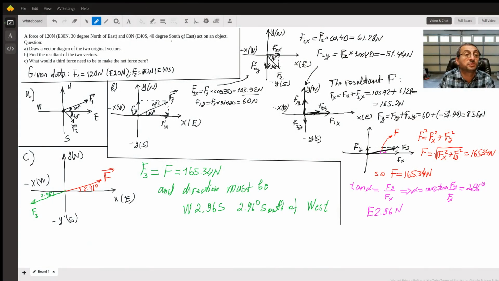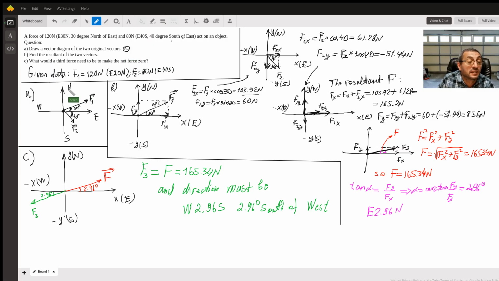Hello, let's solve this problem. So what is it saying? A force of 120 Newton, 30 degrees north of east, and 80 Newton, 40 degrees south of east act on an object. These are the questions. The first question is: draw a vector diagram of the two original vectors. Let's start with this and then we can move forward.